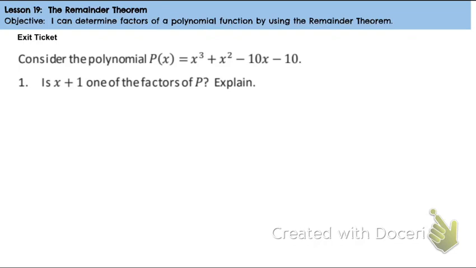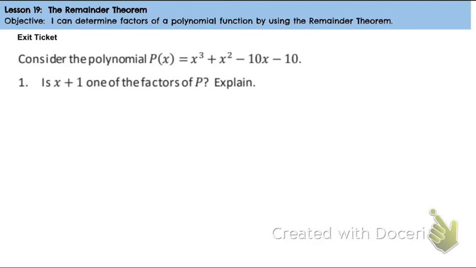And the exit ticket. So I would like you to try this one on your own for sure, and then start the video back up to check your answer and see if you're correct. So it says, consider the polynomial p of x equals x cubed plus x squared minus 10x minus 10. Is x plus 1 one of the factors?